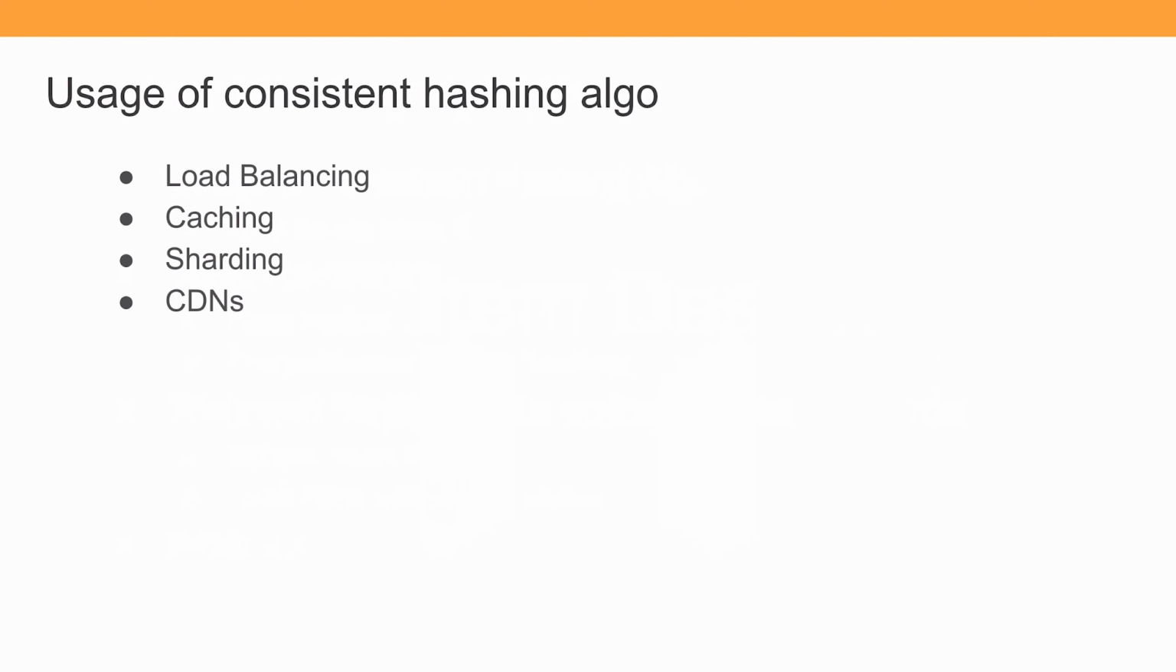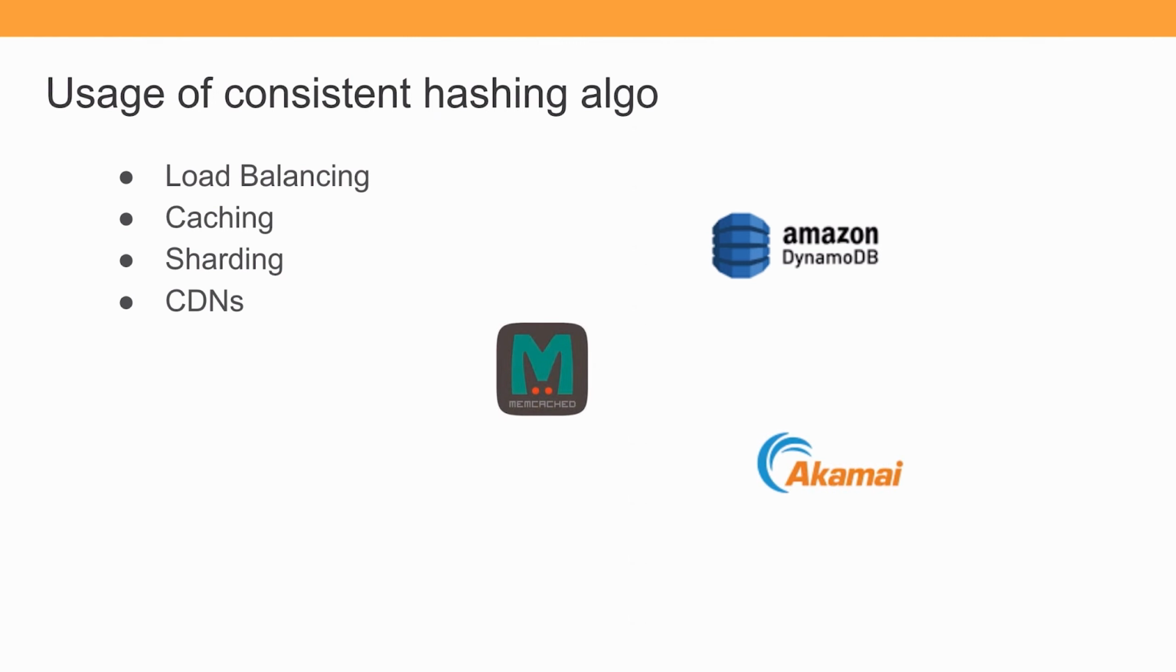Let's talk about where we need the consistent hashing algorithm. It is used in load balancers, caching systems, sharding of different databases, CDNs, and many more. For example, the Amazon DynamoDB sharding structure uses the consistent hashing algorithm internally. Akamai, one of the CDNs, uses consistent hashing to quickly deliver static content to the end user. Memcached is also using consistent hashing internally. Amazon CloudFront is one of the services from AWS that uses the consistent hashing algorithm as well.